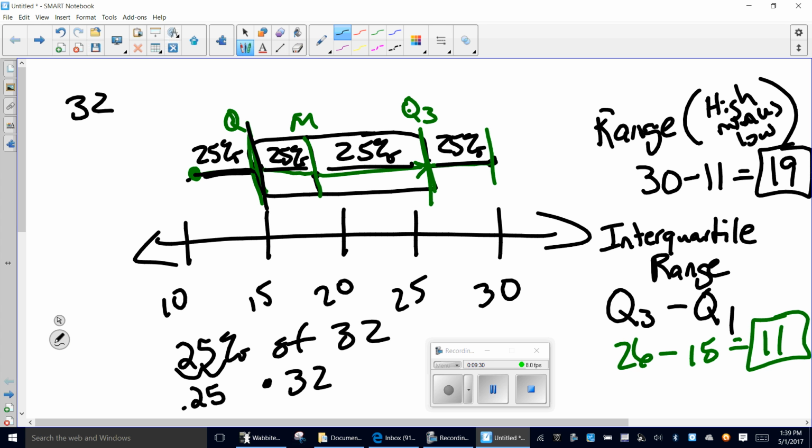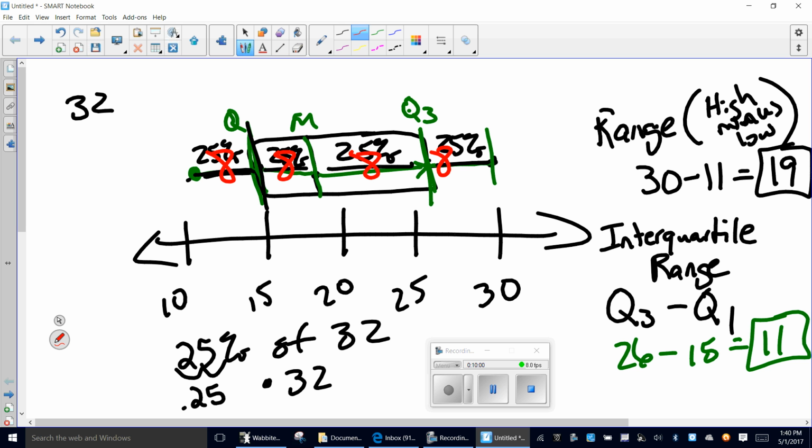What's 0.25 times 32? 8. And that makes sense to us because there's 8 numbers here. If there's 32 total numbers, there's 8 there. How many's in this piece? 8. How many's in this piece? How many's in that piece? So that makes sense to us because we divided it. If I had 32 total numbers and split them into 4 groups, how many's in each group? 8.